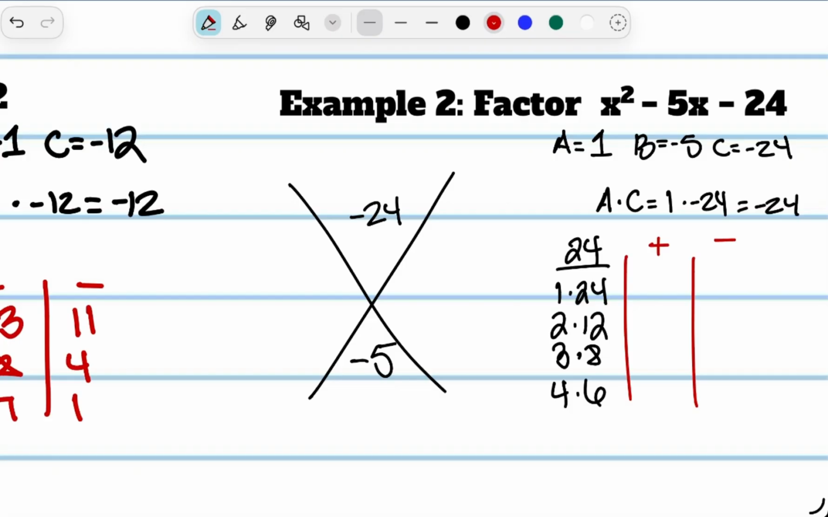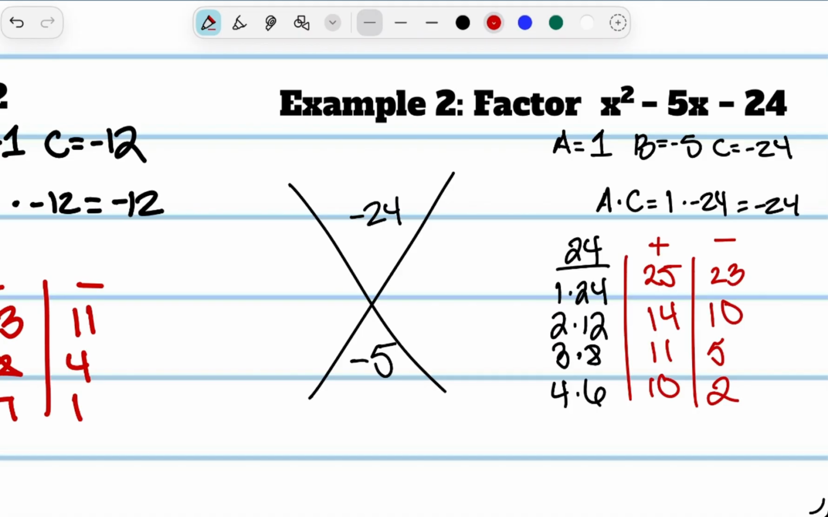Okay, so if I add 1 and 24, that's 25. If I subtract it, that's 23. If I add 2 and 12, that's 14. If I subtract it, that's 10. If I add 3 and 8, that's 11. But if I subtract it, that's going to be 5. And then if I add 4 and 6, that's going to be 10. And then if I subtract it, that will be 2.